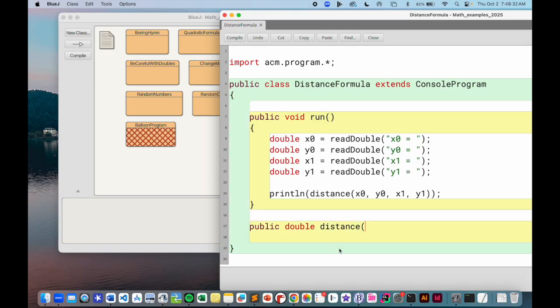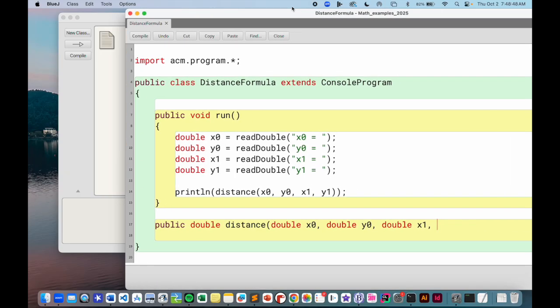We know it's called distance. How many parameters will this method take? Actually, we'll take 4 parameters, right? And all of them are doubles. So I'm going to do double x0, double y0, double x1, oh gosh, and double y1.